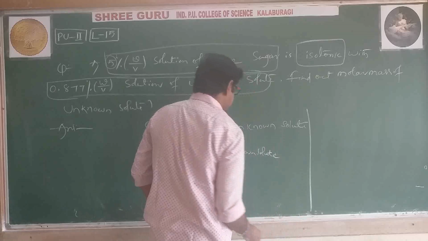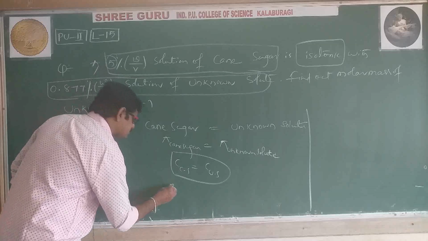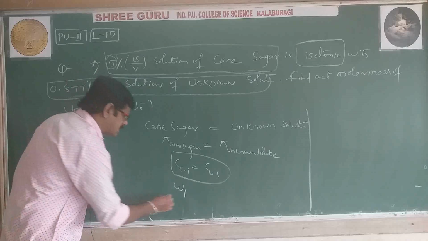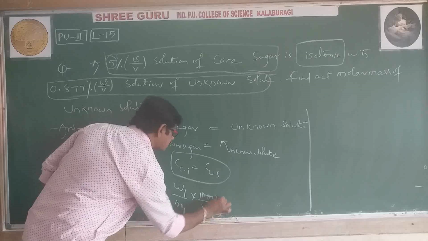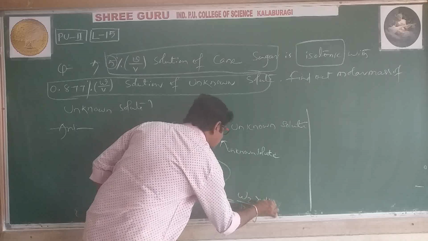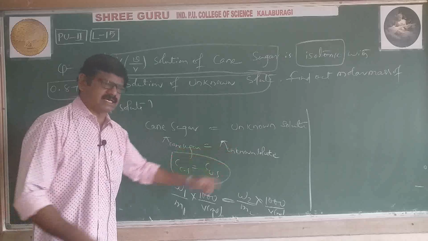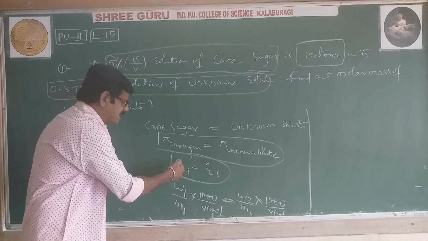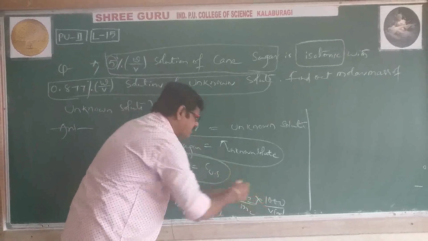Here I will write the formula. First for cane sugar, I am taking it as sample 1, and the unknown solute as sample 2. W1 by M1 into 1000 divided by V in milliliters is equal to, for sample 2, W2 by M2 into 1000 divided by volume in milliliters. Because both osmotic pressures are same, automatically concentrations are same. Cane sugar is sample 1 and the unknown solute is sample 2, using the related formula.